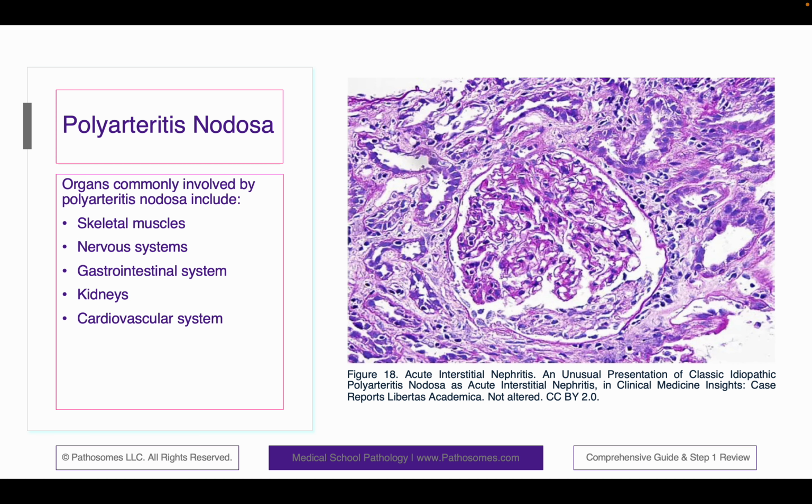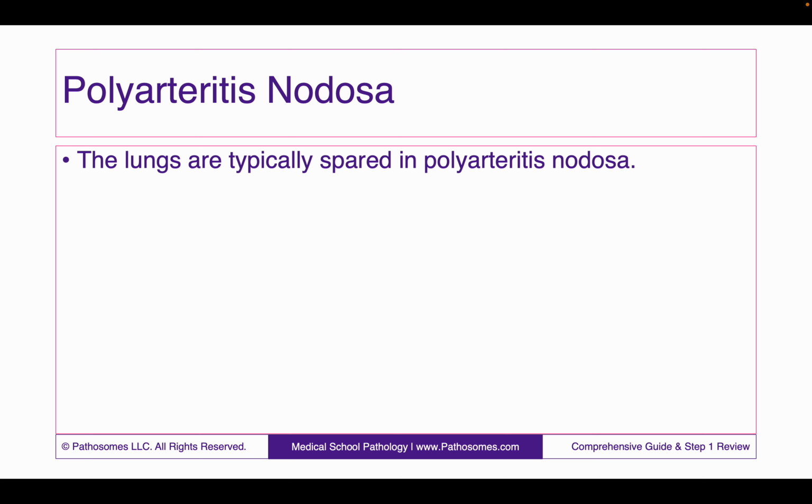Organs commonly involved by polyarteritis nodosa include the skeletal muscles, nervous system, gastrointestinal system, kidneys, right? As we can see here, the glomeruli. Polyarteritis can be associated with acute interstitial nephritis. And even the cardiovascular system can be involved by polyarteritis nodosa. The lungs are typically spared in polyarteritis nodosa, right?